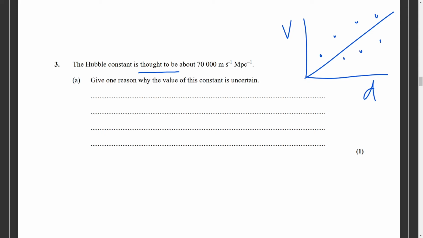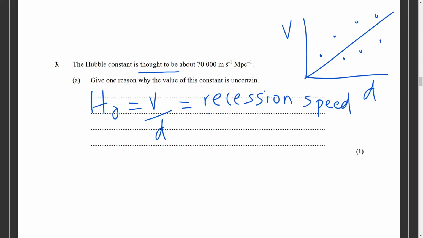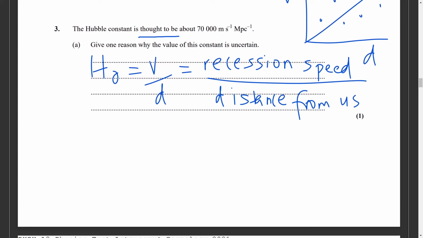Well, remember this. The Hubble constant is found by V divided by D. All right? And this V is the speed of recession. So this is the recession speed. Recession means how quickly it's moving away from us. And we're dividing the recession speed by the distance from the observer, the distance from us. All right? So if you do that, you'll find the Hubble constant. However, it is uncertain because the universe is expanding.